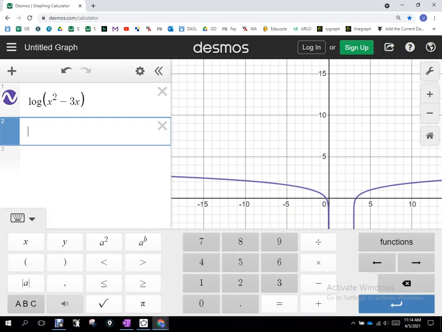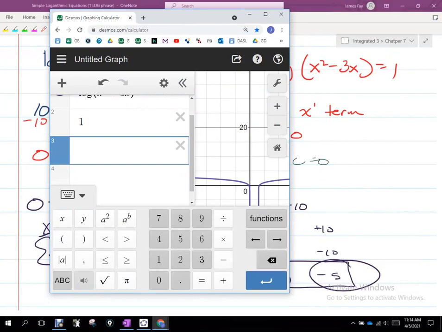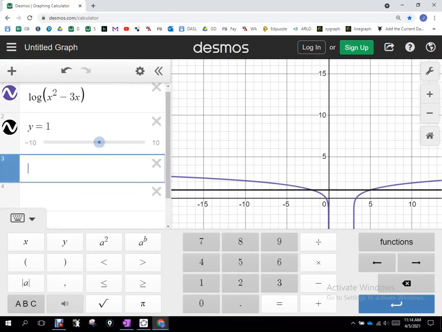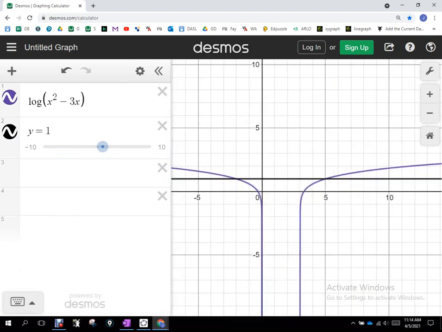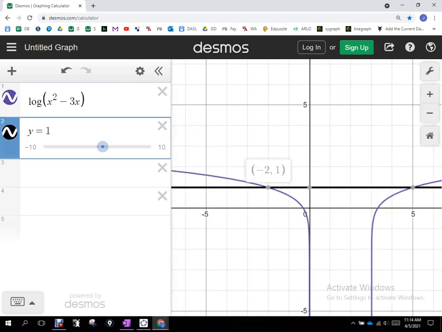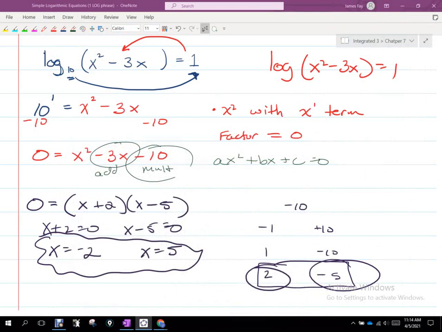If we want to see where it equals... no, sorry, it was 1, wasn't it? So say y equals 1. Now we get the purple curve and the black line. We go see where they cross. They cross right there at an x value of 5, and right here at an x value of negative 2. And that's exactly what we came up with by hand. Does that make sense?